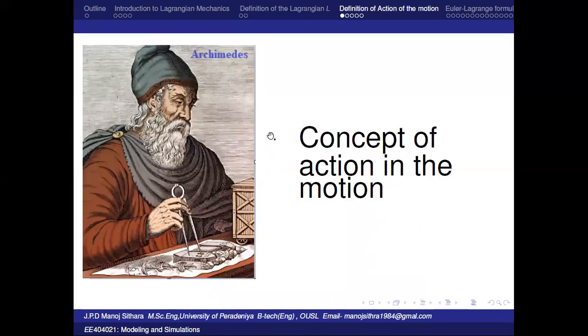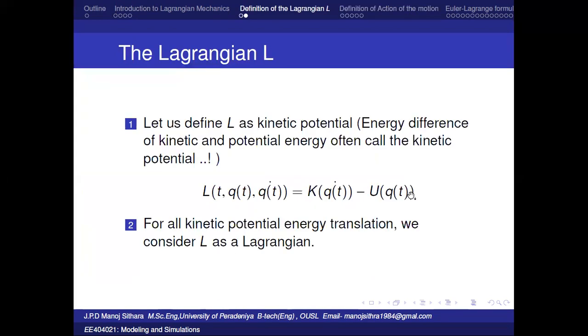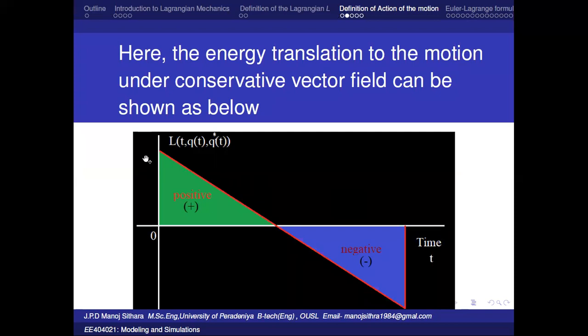So I'm going to define the concept of action in the motion, right? Action in the motion. Here, the energy translation is in the motion under the conservative vector field. What is a conservative vector field? A conservative vector field means, for example, a unique force field like the gravitational field, right? A conservative vector field means a kind of unique vector field.